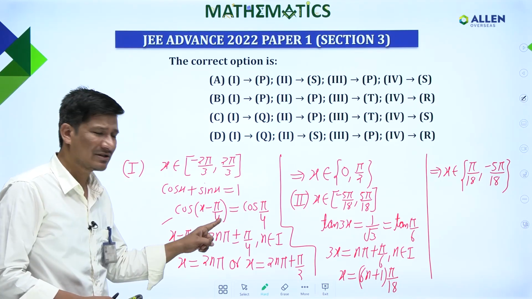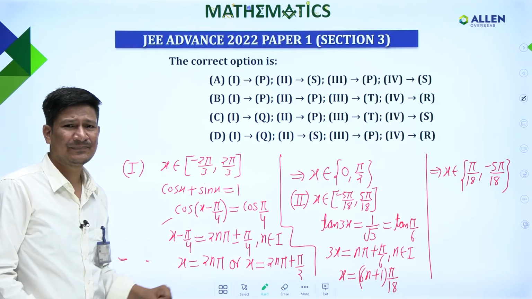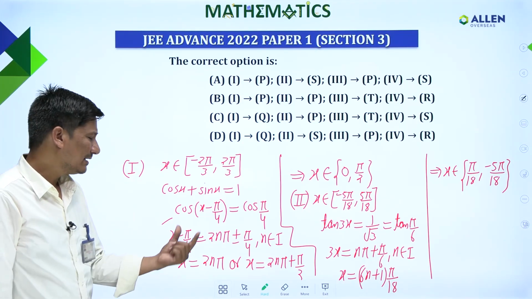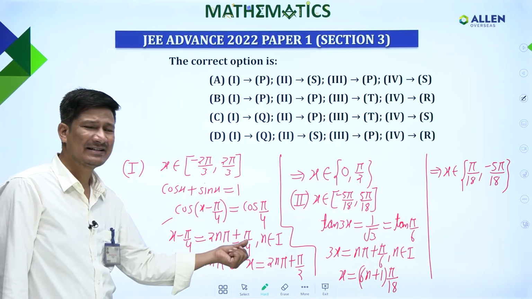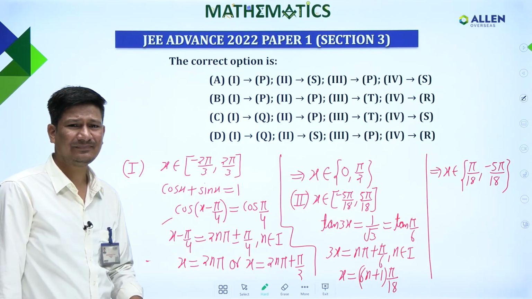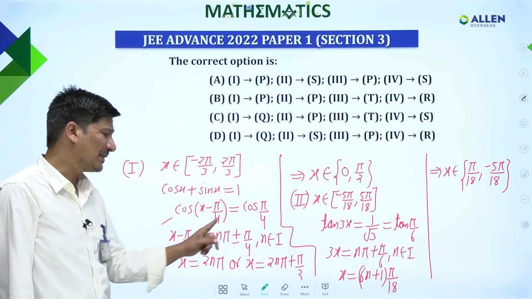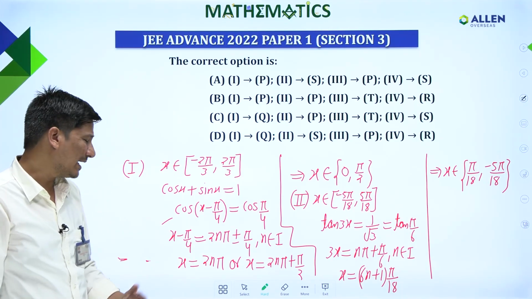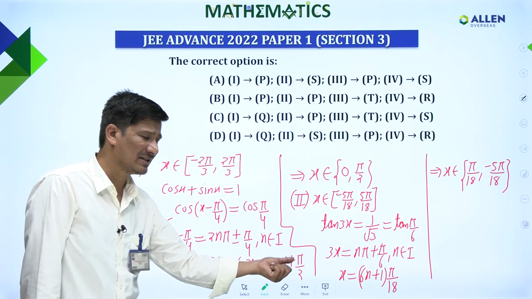Now write down the general solution for this. What is the general solution of the equation cos theta is equal to cos alpha? That is theta is equal to 2n pi plus minus alpha, where n is an integer. So after solving and transferring the pi by 4, take the positive sign once, then the negative sign, bachcho. The values of x come out to be either 2n pi or 2n pi plus pi by 2.